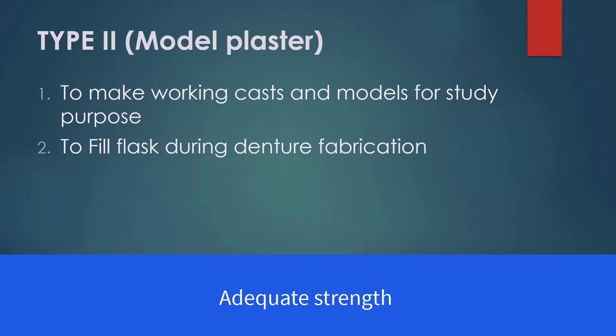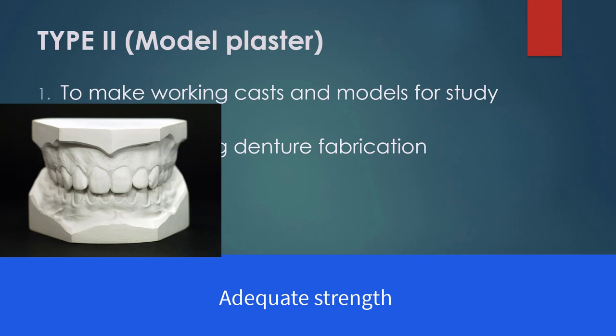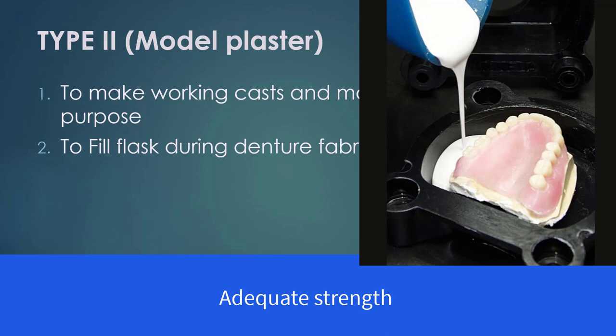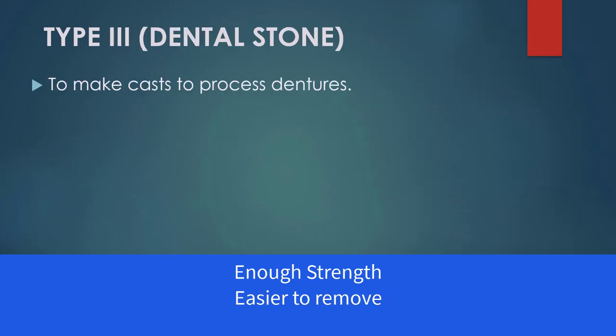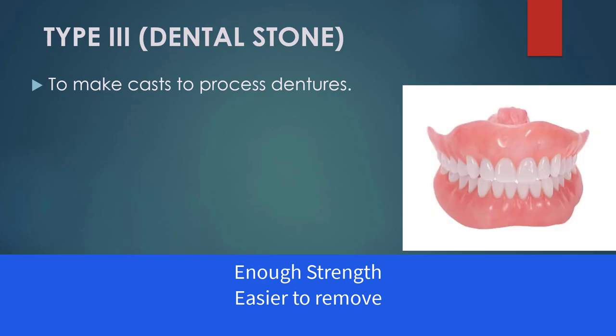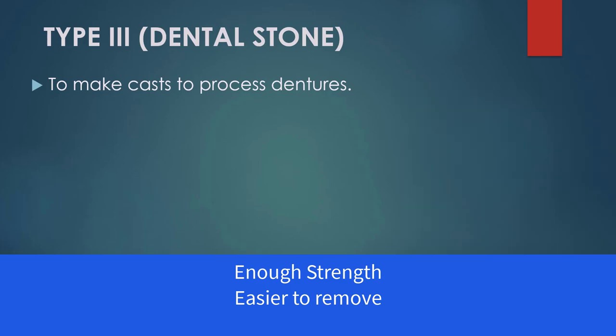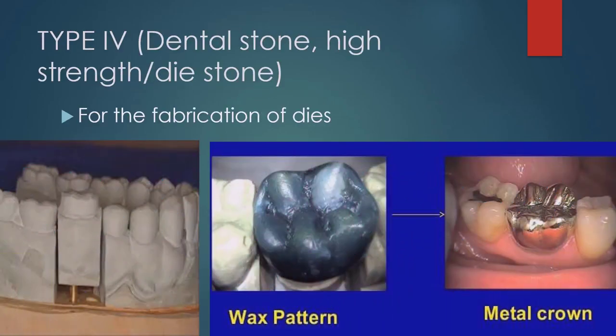It has adequate strength and it's used to make working casts and models for sturdy purposes. But its main use is to fill a flask during denture fabrication. And it's usually white in color, as you can appreciate in the figure. Type 3 stones are preferred for making casts, usually called a master cast. And master casts are used to process dentures because the stone has enough strength for this purpose and the denture is easier to remove after processing. Type 4, also called a die stone, is used in the fabrication of dies.